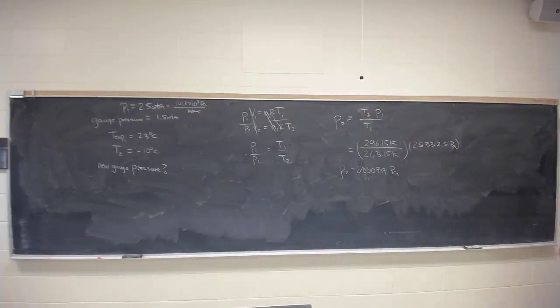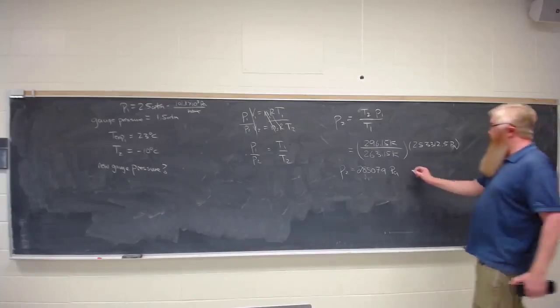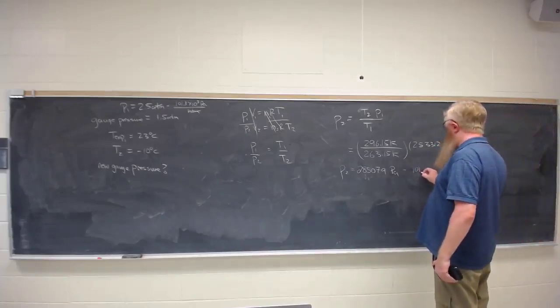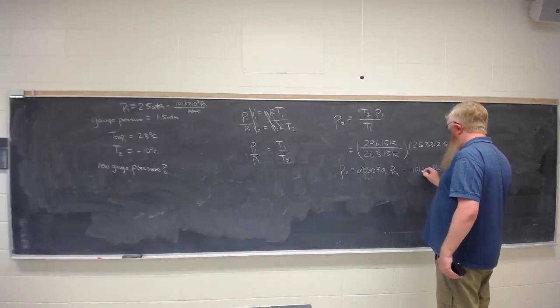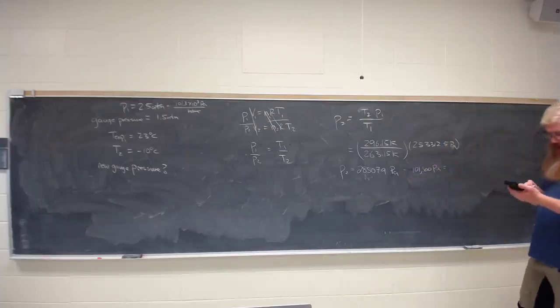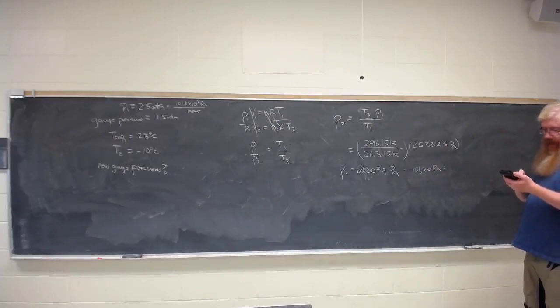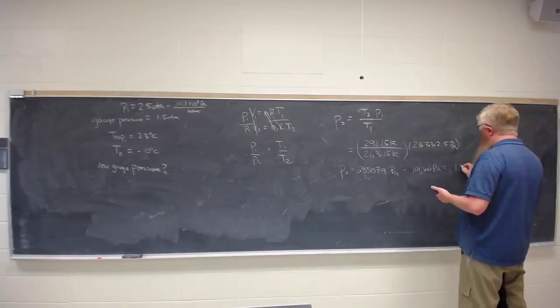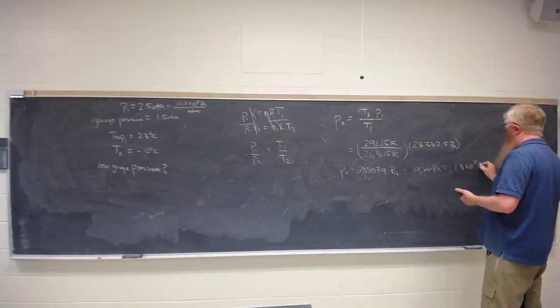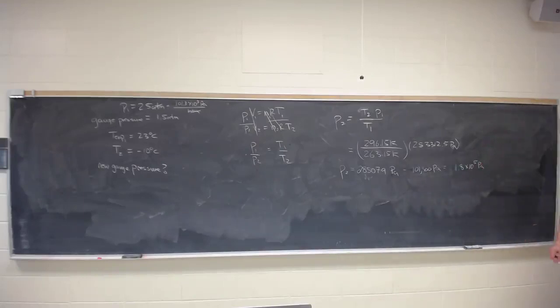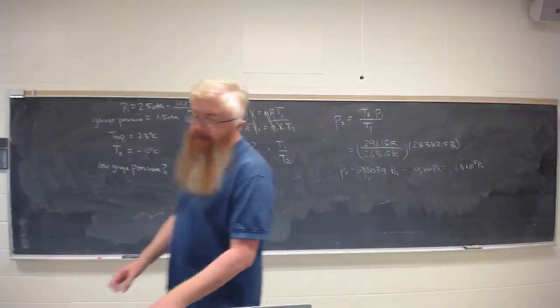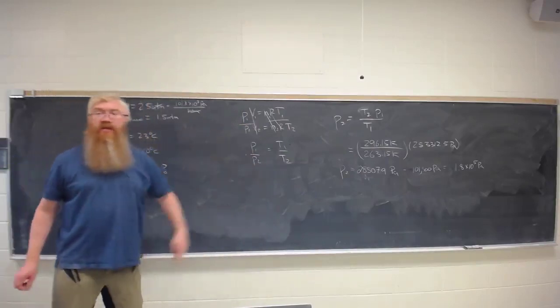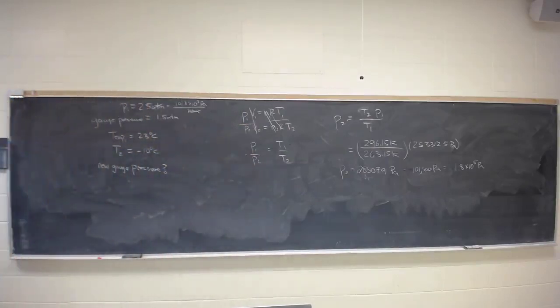But that is absolute pressure. So to get gauge pressure, we have to subtract an atmosphere, or subtract 101,300 pascals. Minus 1 atmosphere. So the real final answer would be 1.8 times 10 to the 5th pascals. So a lot of conversion in this problem. A fairly simple relationship, P1 over P2 is T1 over T2, but we had to convert temperatures into Kelvin, and we had to convert pressures into absolute pressures.